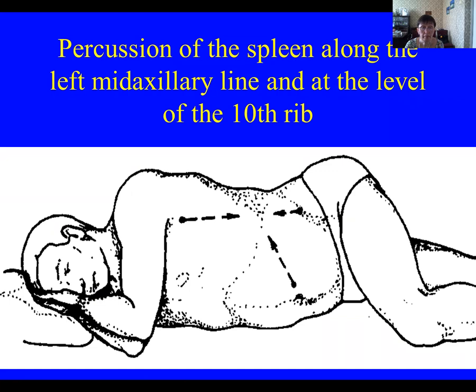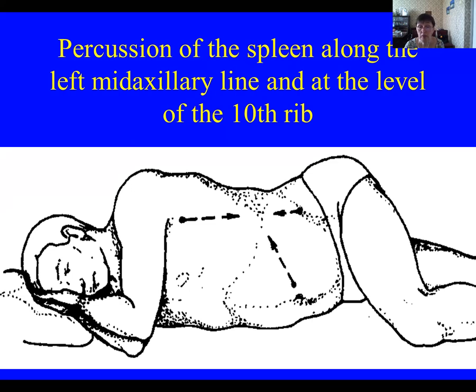Here we see the scheme of percussion of the spleen. We begin percussion along the left mid-axillary line, and we go down from the level of the 6th or 7th rib, and at the level of the 9th rib we can find dullness due to the spleen. To find the lower border of the spleen, we begin to percuss downwards and go up. At the level of the 11th rib, it will be the normal inferior border of the spleen.